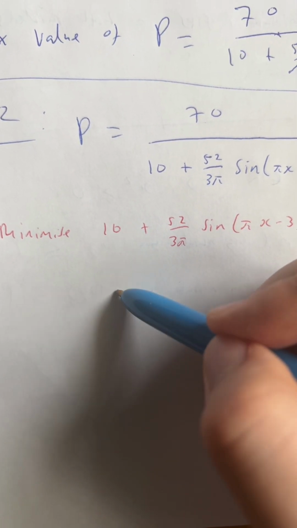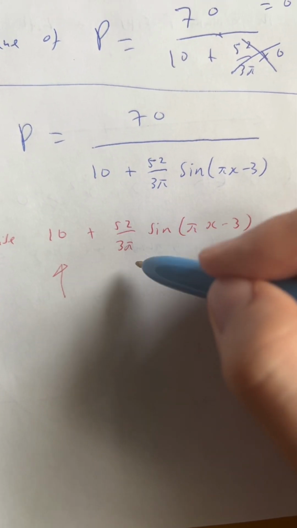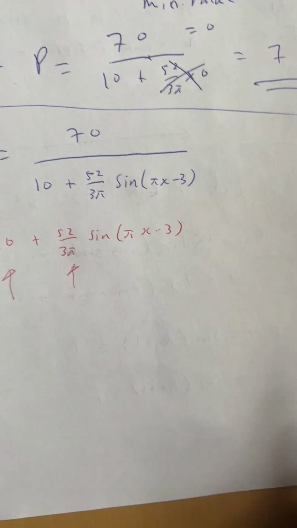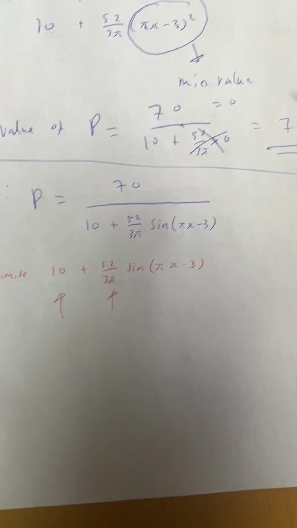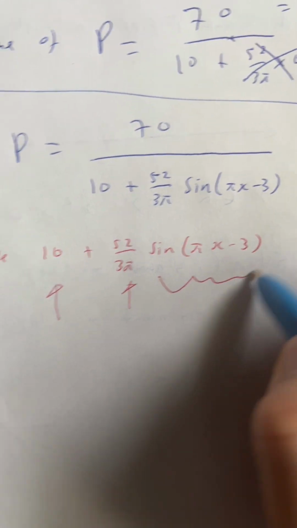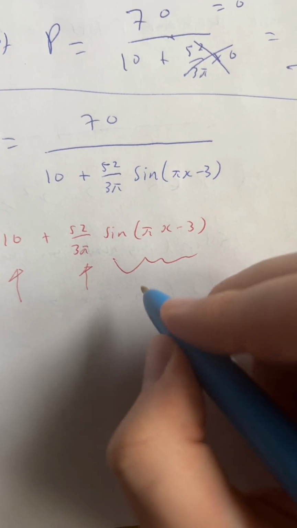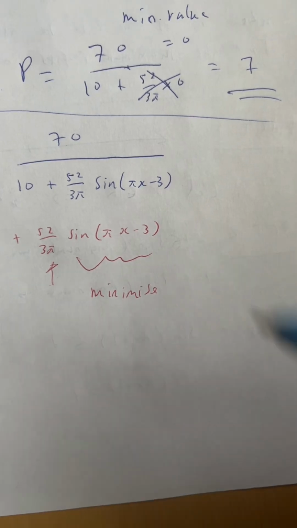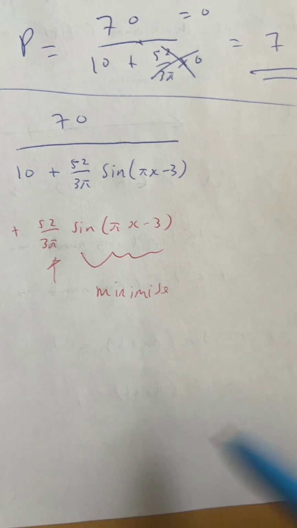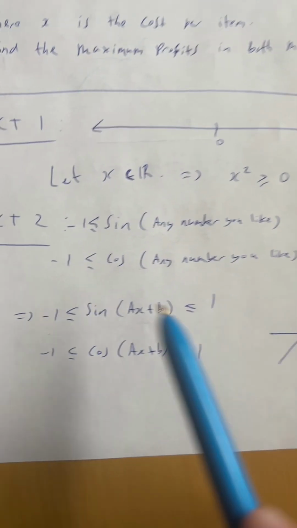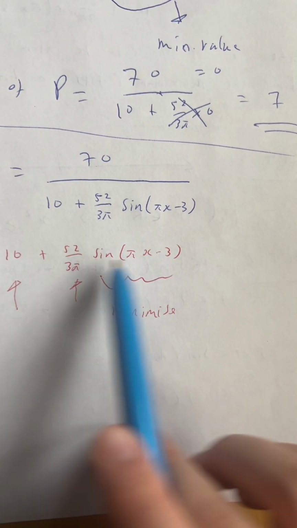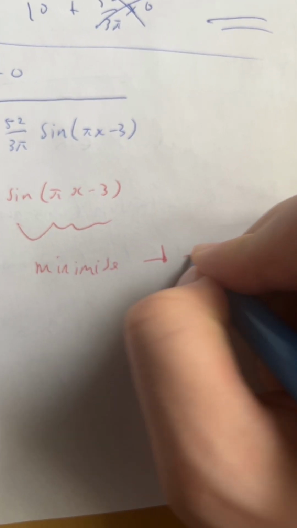This 10 is fixed, you can't change that. This 52 over 3 pi is fixed, we can't change that. But we can change a sine function, because sine functions are waves, they're variable. So if we want to minimize all of this, we need to minimize this trig function. And what is the minimum of sine? Well, we talked about it back here. Sine of any number you like, the minimum is -1. So the minimum value this can be is -1.